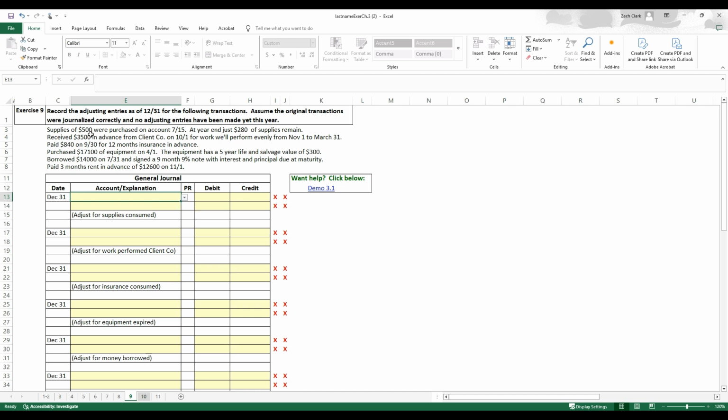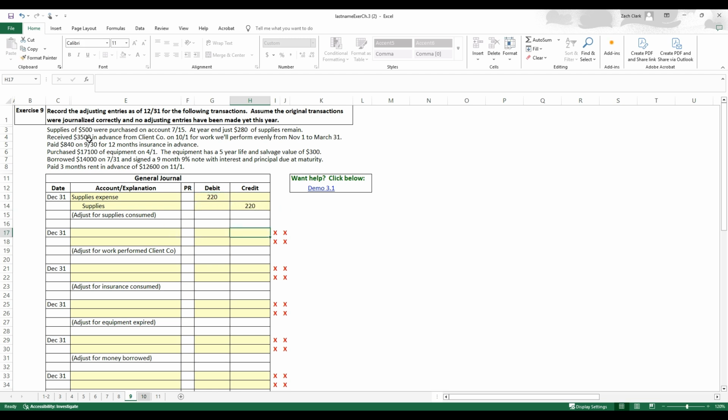Okay, so we bought $500 of supplies on July 15th. At the end of the year, just $280 remain. So we just have to take the difference between those, and we'll record supplies expense, the expense portion that we used up, and then we'll reduce our actual supplies account. And we can do a formula and make this a little easier. 500 minus 280 that remains, and we get 220 used up.